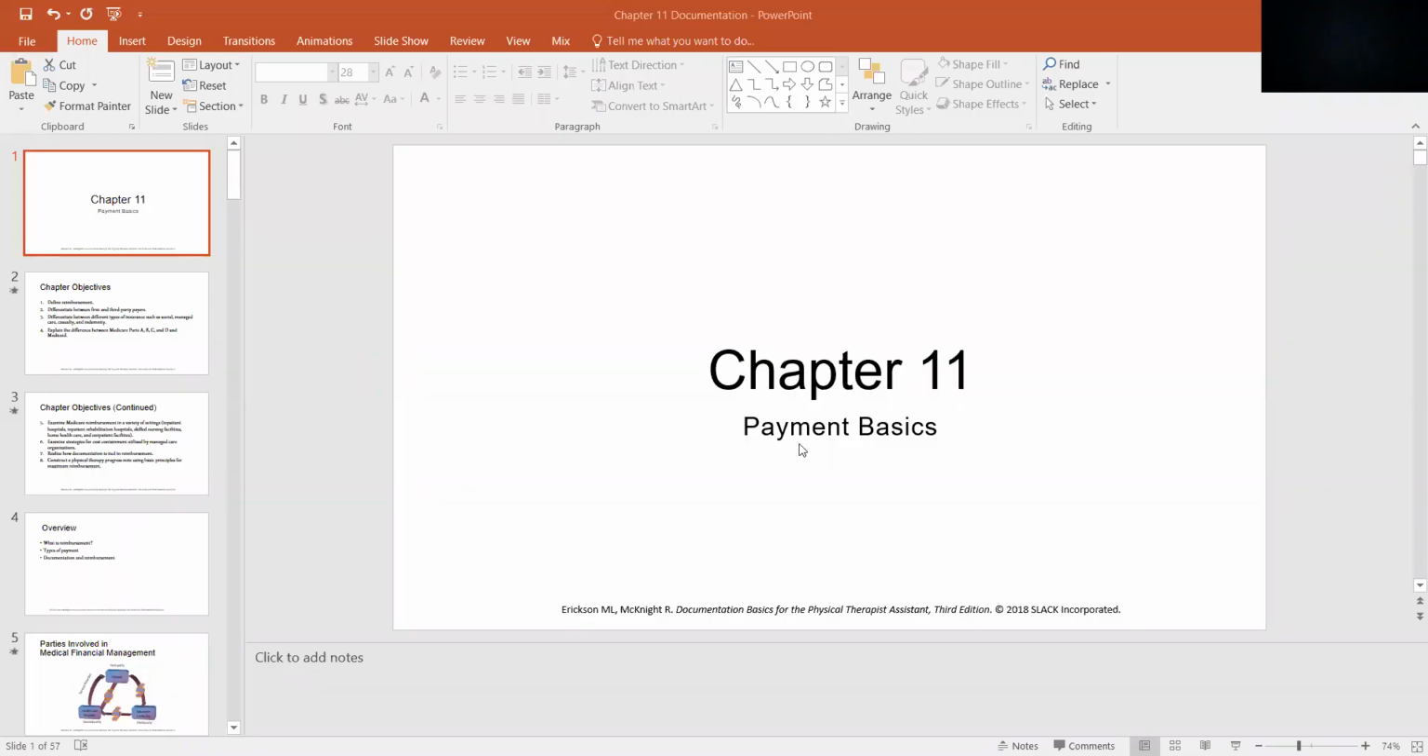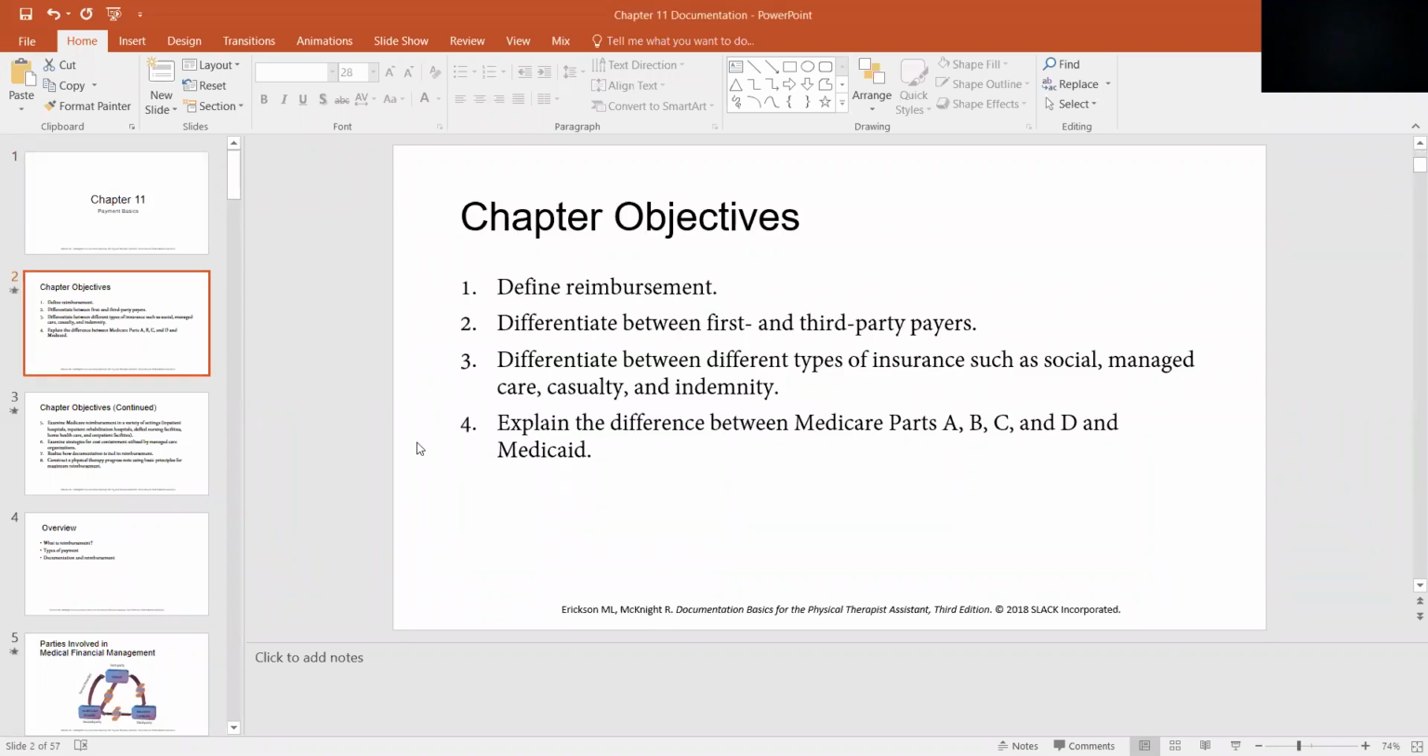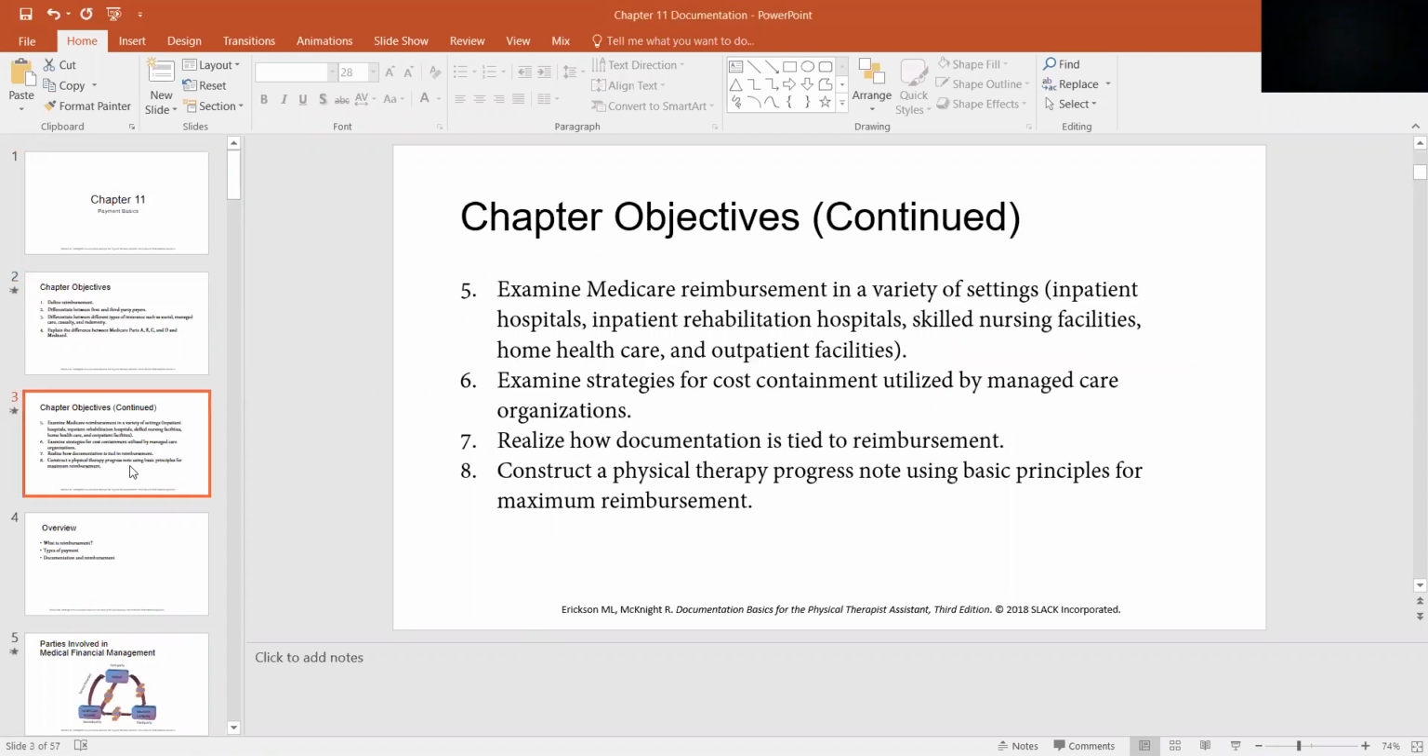Okay, so this recording is going to talk about our payment basics, billing, insurance companies, that type of thing. So our objectives are to define reimbursement, differentiate between first and third party payers, differentiate between different types of insurance, explain the difference between Medicare Parts A, B, C, and D, and also Medicaid.